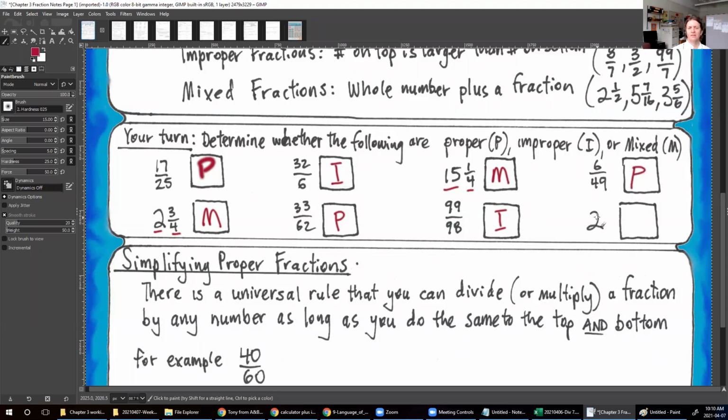And 2, you know what? I don't even know how this goes. It's just a whole number. You could write this as 2 over 1, which makes it an improper fraction. Or you could say 2 and 0 whatevers, which makes it a mixed fraction. So I'm not even going to answer that one. I'm just going to put whole number as a trick question maybe.